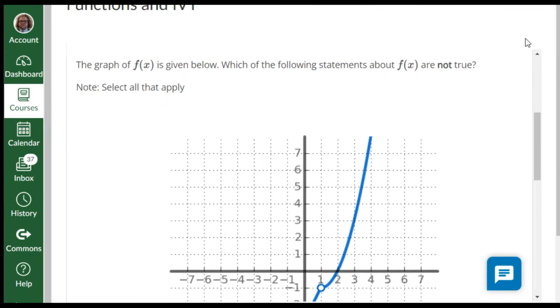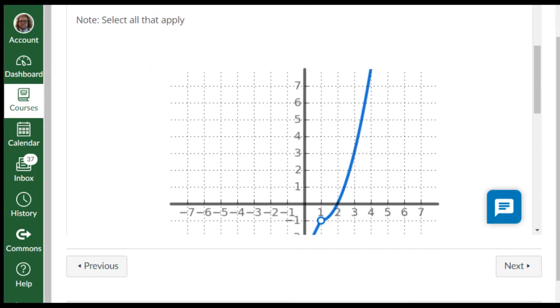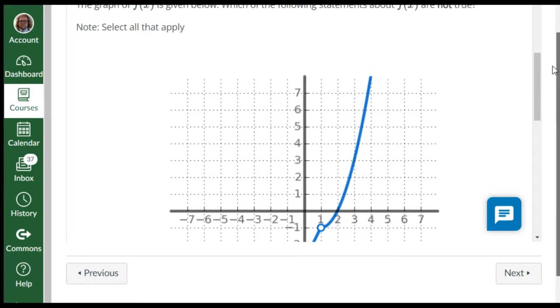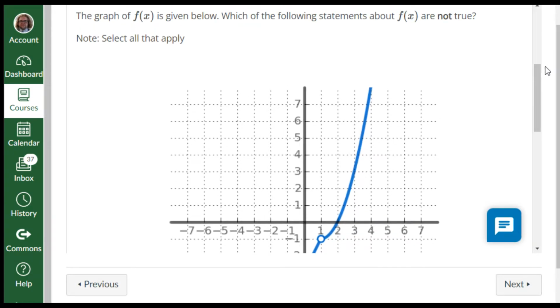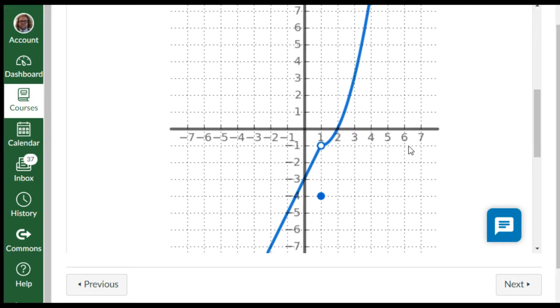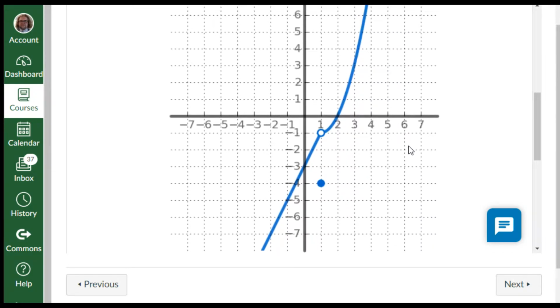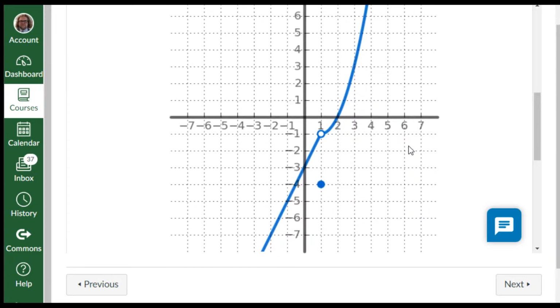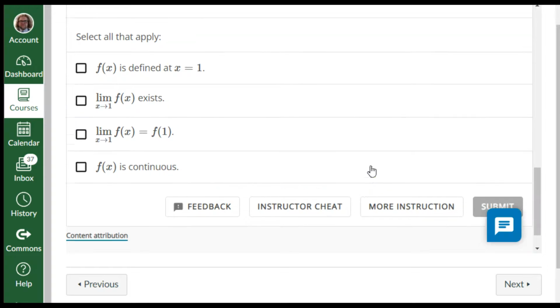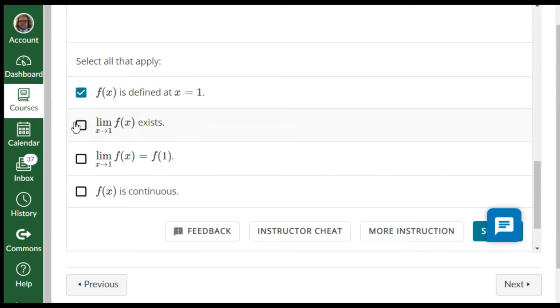We're given a graph F, and we would like to know which statements are not true. Select all that apply. All right. Well, the function is defined at 1. The limit exists at 1, but it is not continuous at 1. So it is defined there. The limit exists there. Oh, I'm supposed to pick the ones that are not true.